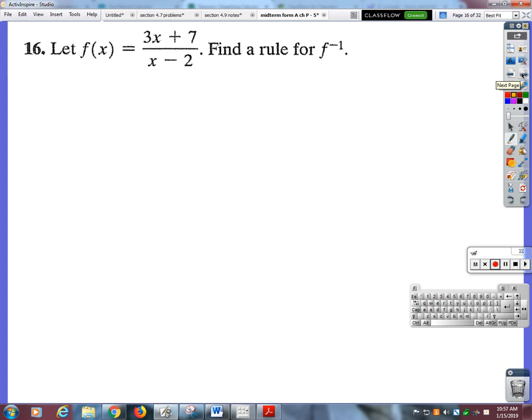All right, number 16, let f of x equal 3x plus 7 over x minus 2. Find a rule for f to the negative 1, which is the inverse of f of x. Anybody remember how we did these? The way we did these is we switched the x and the y, and then we solved for y. Inverse means flip those around.